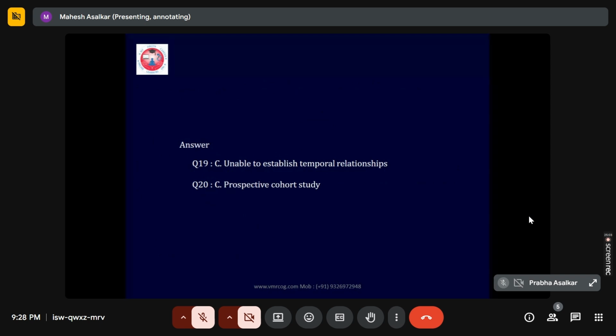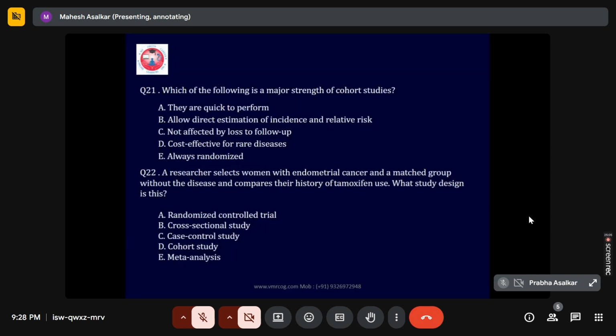Next question. Question 21. Which of the following is a major strength of cohort studies? Option A, they are quick to perform. Option B, allow direct estimation of incidence and relative risk. Option C, not affected by loss to follow-up. Option D, cost effective for rare diseases. Option E, always randomized. Sir, option B. Yes, the strength of a cohort study is option B: it allows direct estimation of incidence and relative risk.